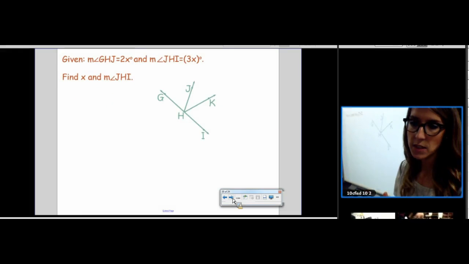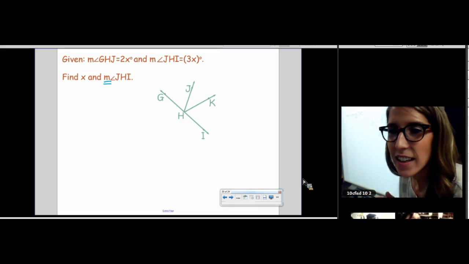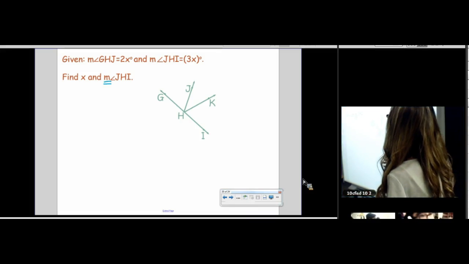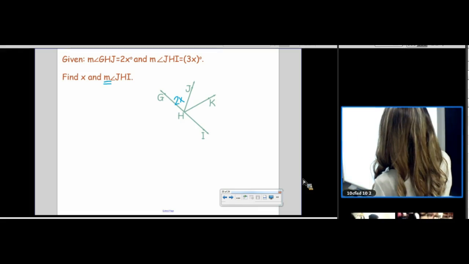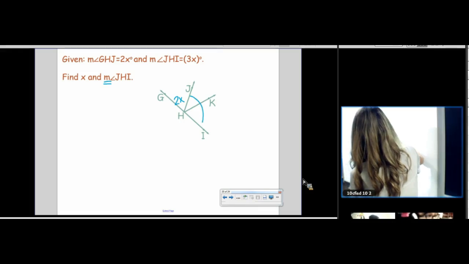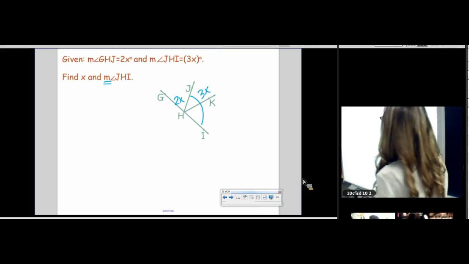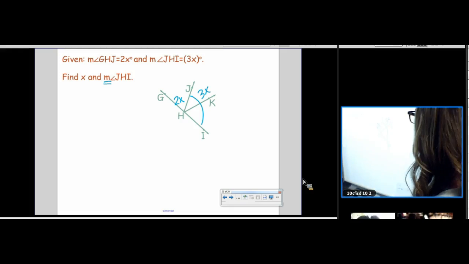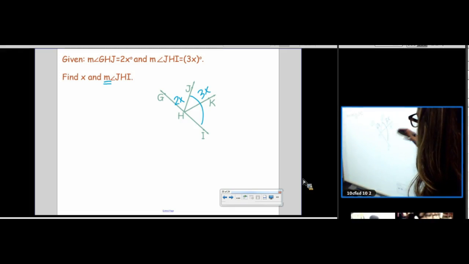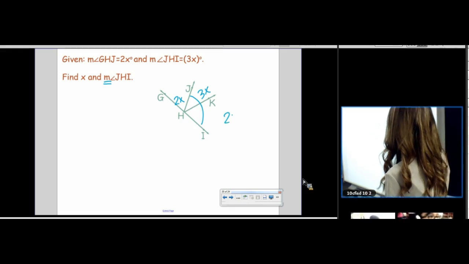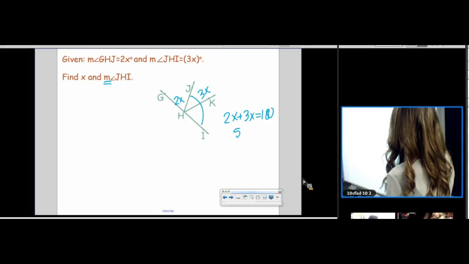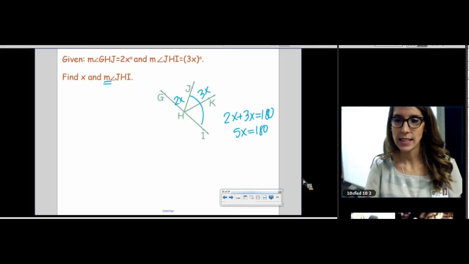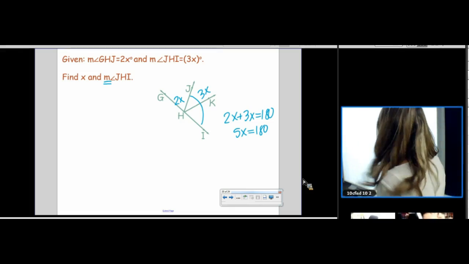Okay, I'll give you a minute to look at this before I work it. Here we go. Ready? GHJ is 2x, and JHI, the whole angle, is 3x. Find x and the measure of GHI. So that other ray in there is just kind of there to confuse you. You don't need it. This is the same problem. Part plus part equals whole. 5x equals 180. X is 36.